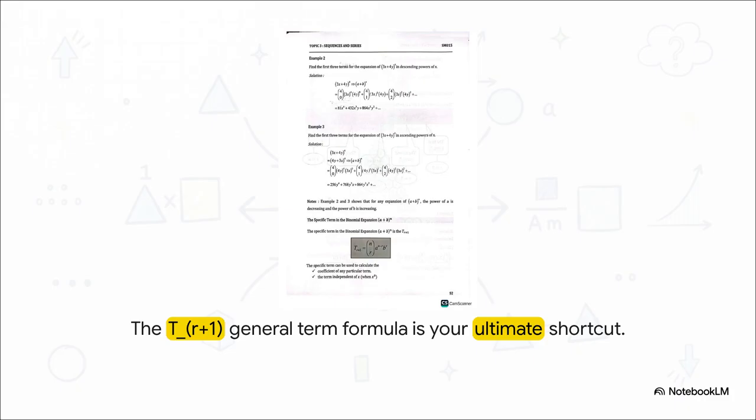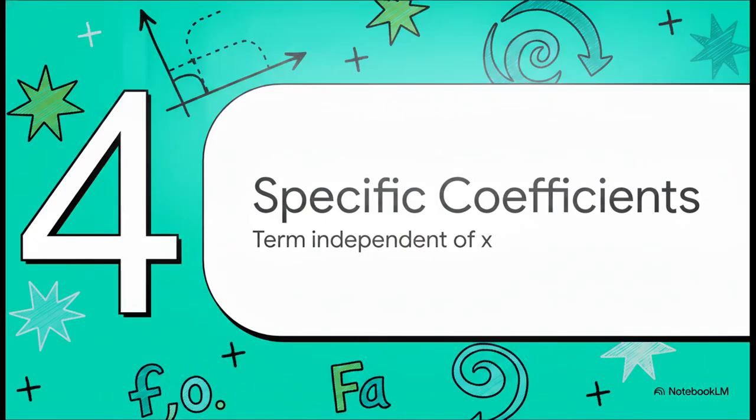It equals nCr multiplied by a to the power of n minus r multiplied by b to the power of r. This formula is literally your best friend for SM015 because it lets you jump straight to any specific term you need. Huge time saver. Next up, Part 4, Finding Specific Coefficients.